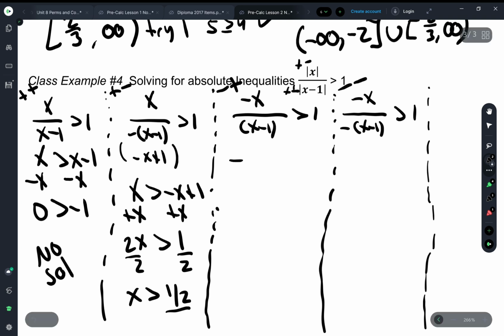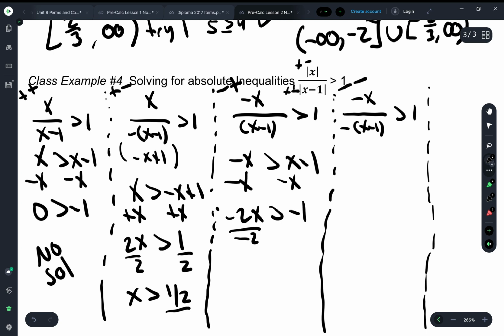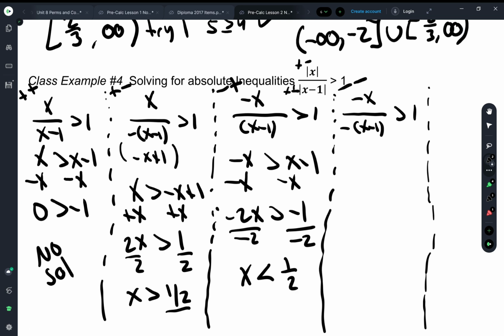Times it over again. Negative x greater than x minus 1. Subtract x, negative 2x greater than negative 1. Now we will flip: x less than 1/2. Okay, so just 1/2 so far is a critical value. We'll have one more we'll get in a second.